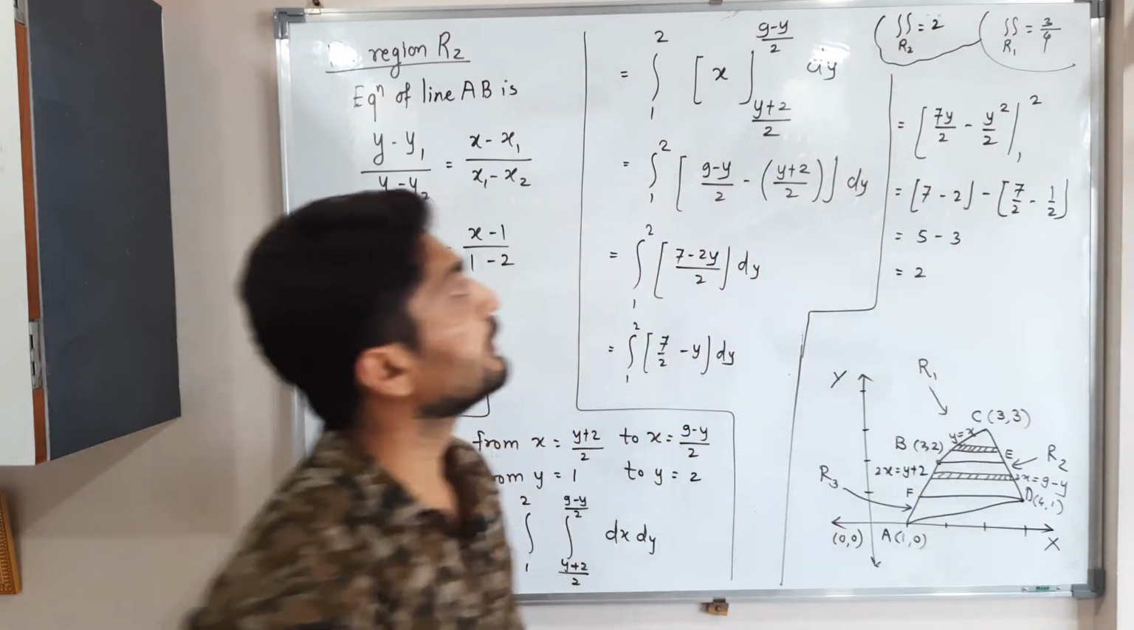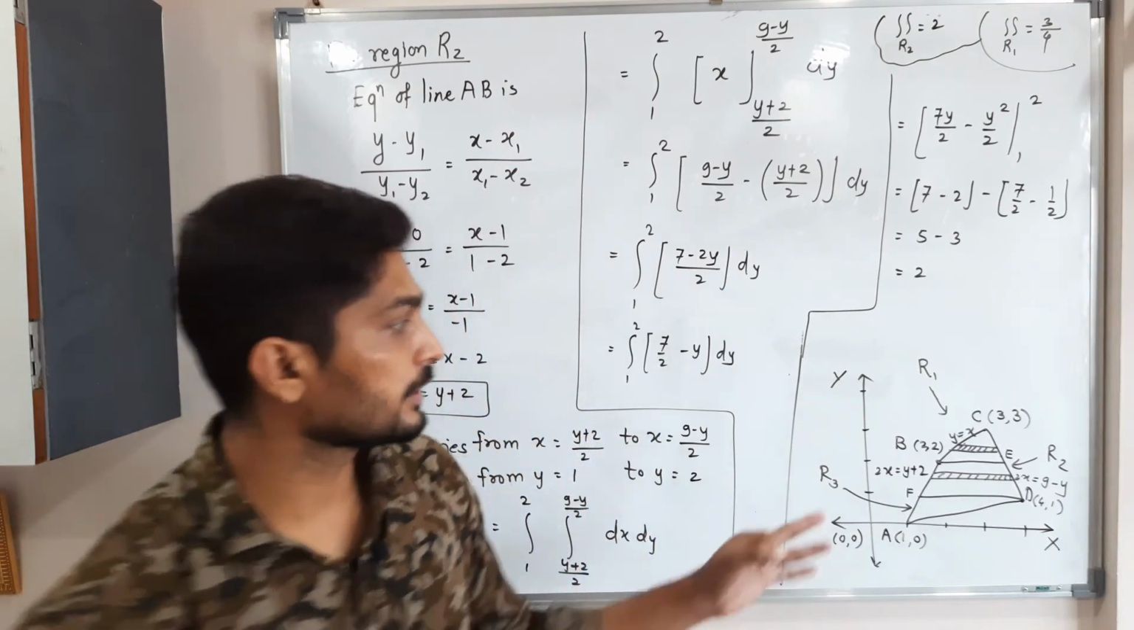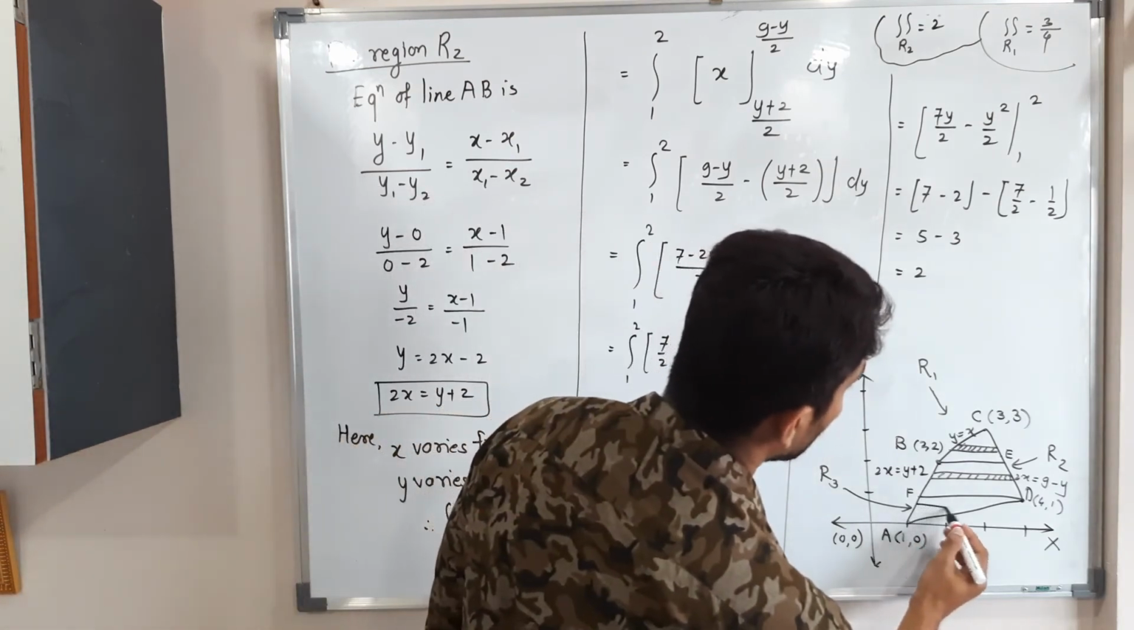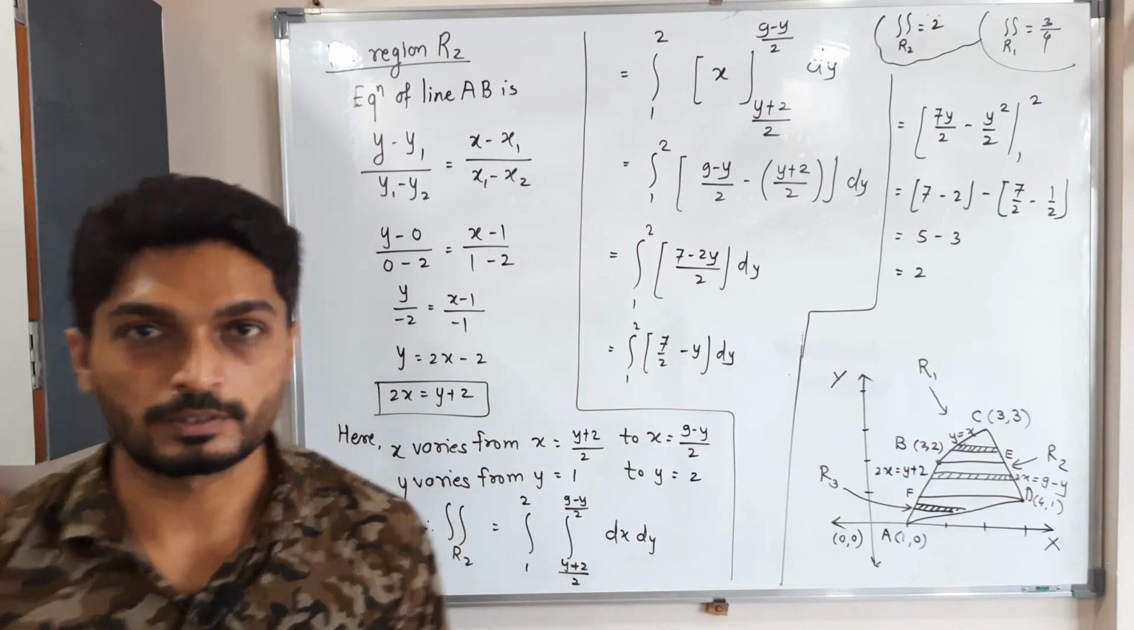Okay, so the double integration over R1 we have calculated, and the double integration over R2. So the last task, we have to consider a strip here for region R3 and find its value over R3. Make a screenshot of it and after that we will go further.